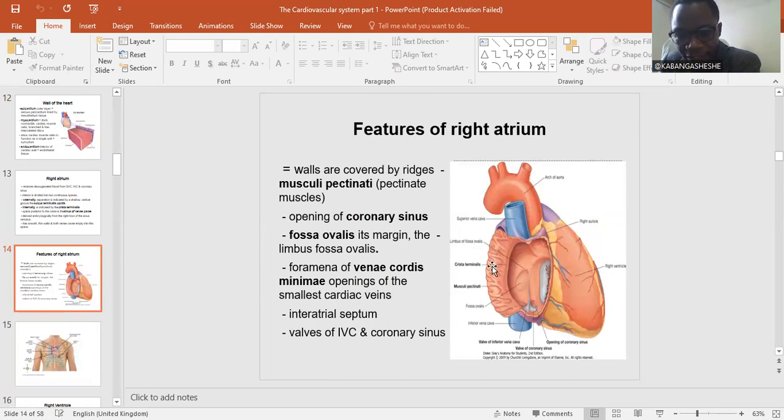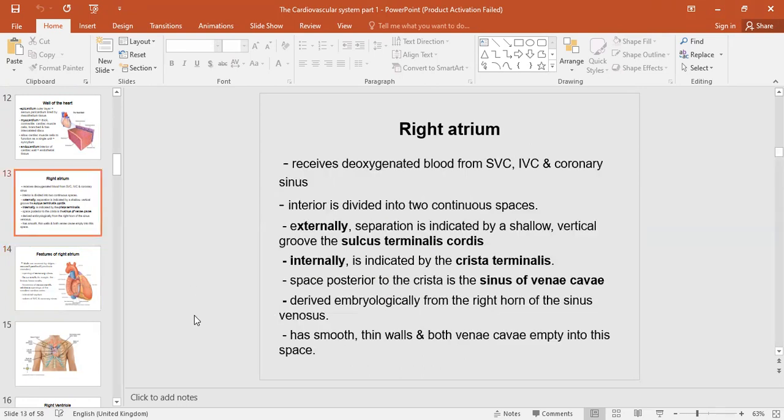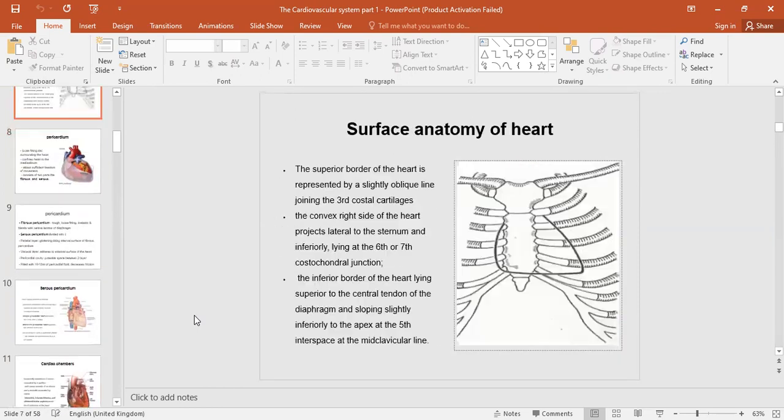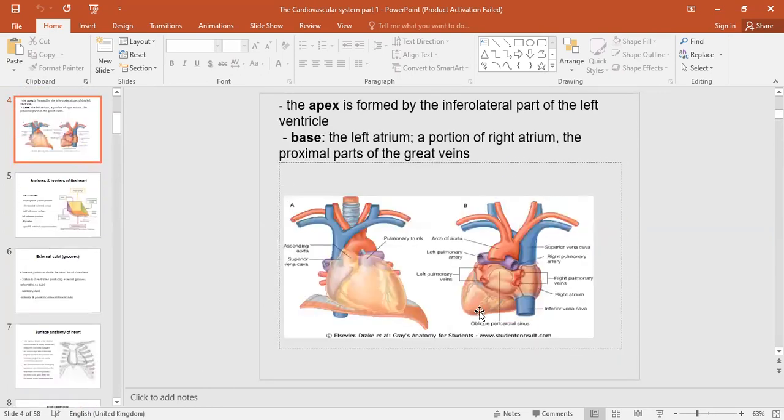Whereas the posterior compartment of the right atrium is smooth, as we can see there, because it lacks these special muscles known as pectinate muscles. So that is one important feature. This elevation here is known as crista terminalis, represented outside by a depression or sulcus known as sulcus terminalis, which is shown here. So in total, that is 4.